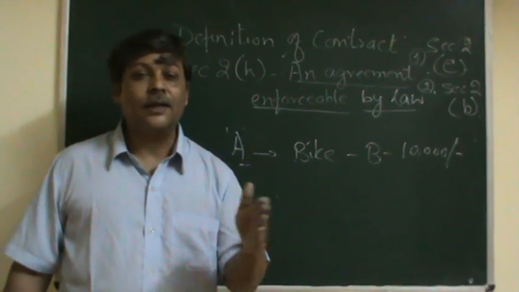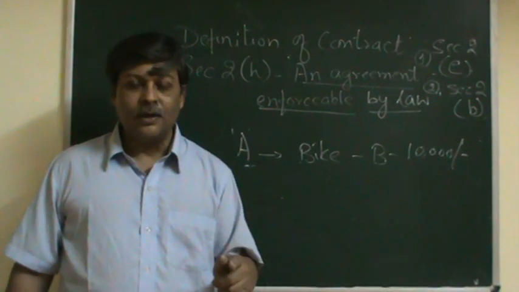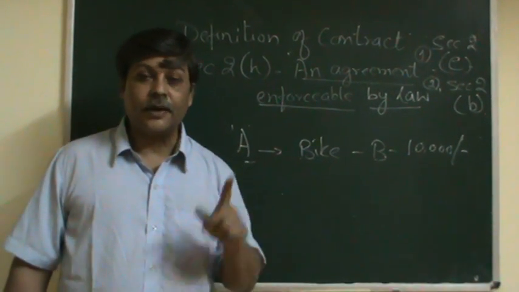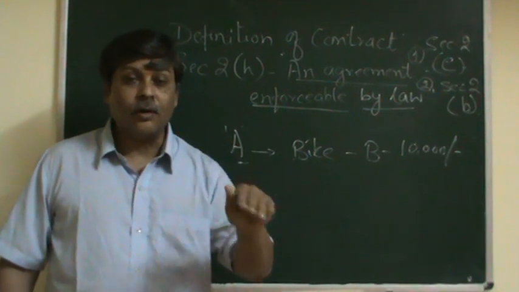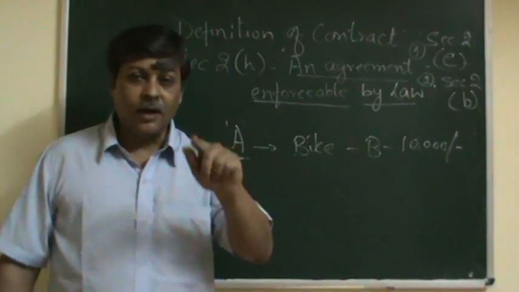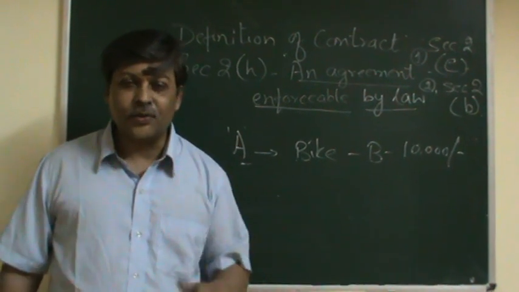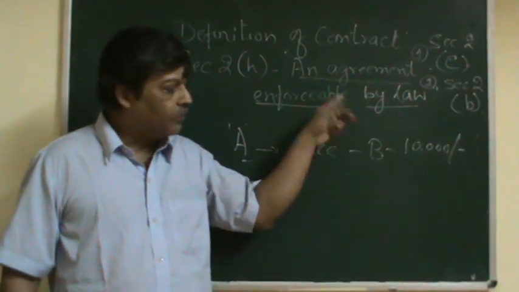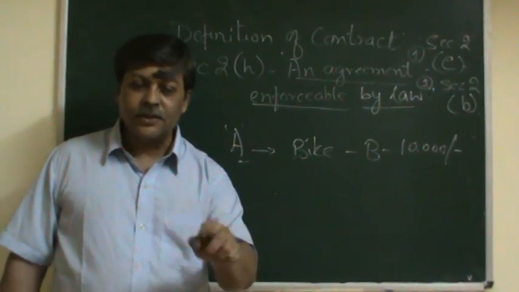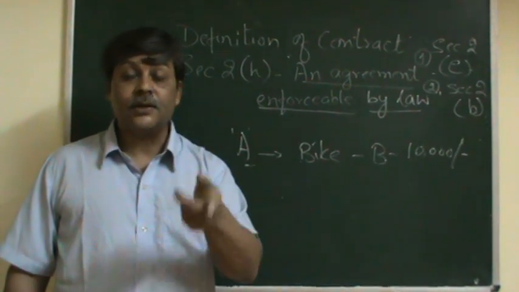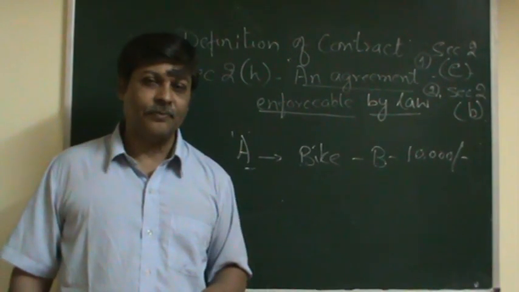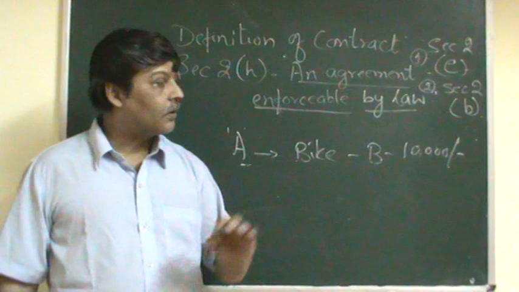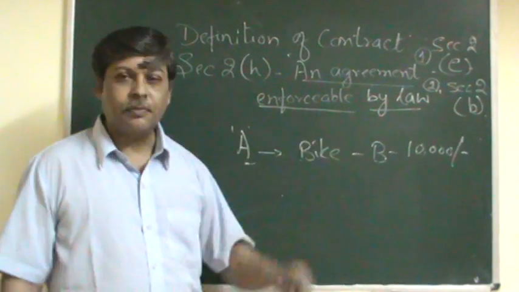The answer is no. Why? Because killing another person, hurting another person, is not permissible in the law. It is forbidden by the law. The law will not permit such an agreement. It is unenforceable in the law. You cannot enforce it in the law. That's why the agreement must be enforceable by law. Then only such agreements are called contracts. Otherwise we cannot call it a contract. So that is what you have to remember: an agreement enforceable by law.